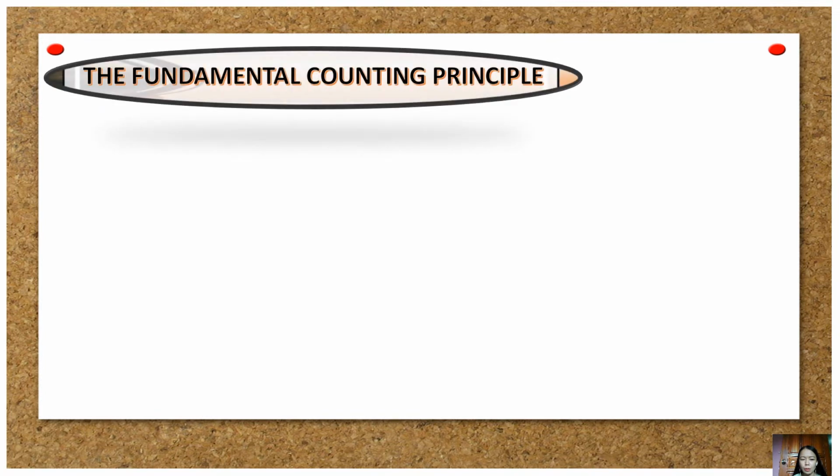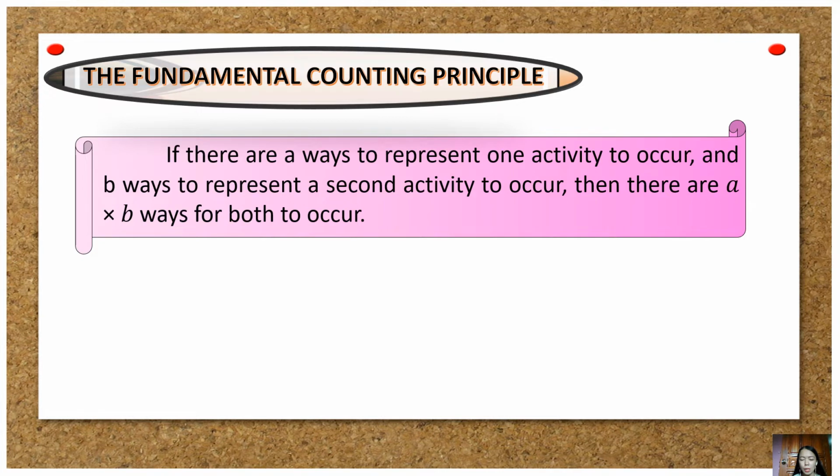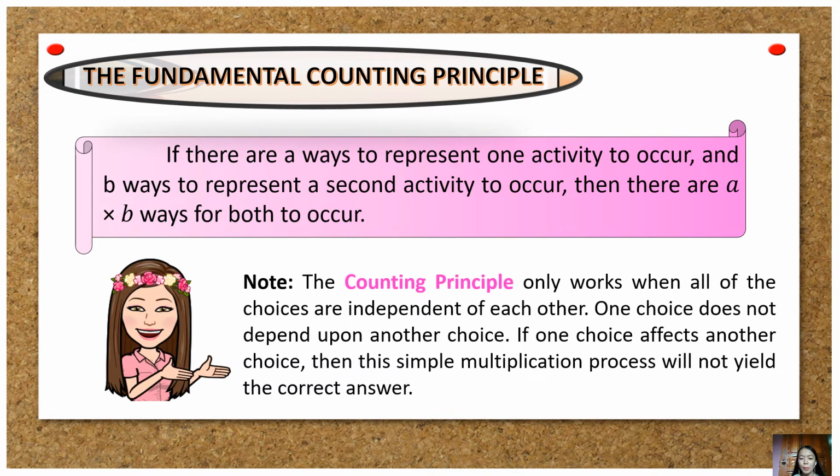That is called the fundamental counting principle. If there are A ways for one activity to occur and B ways for a second activity to occur, then there are A times B ways for both to occur. Note, the counting principle only works when all the choices are independent of each other. One choice does not depend upon another choice. If one choice affects another choice, then this simple multiplication process will not lead to the correct answer.